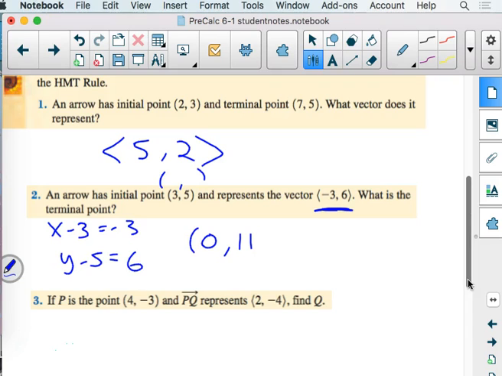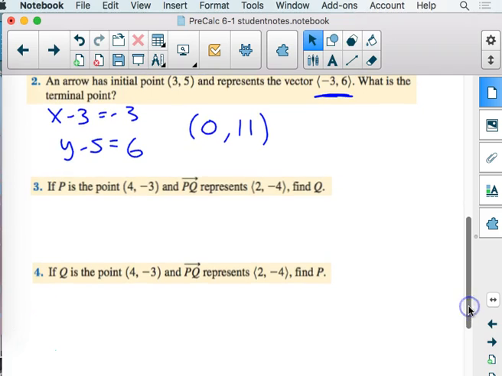Something minus 6 is 5. Yeah. There we go. Alrighty, let's go on to 3.